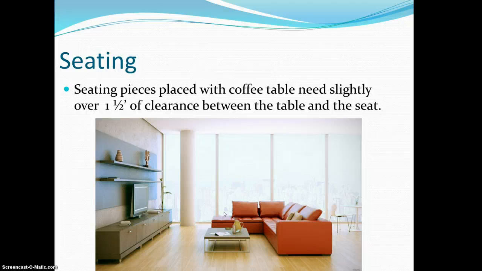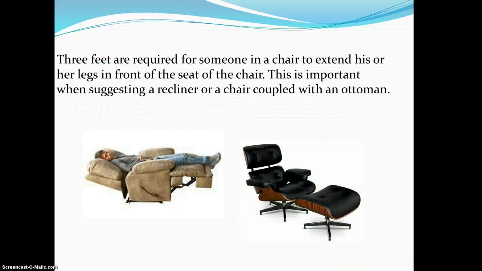Seating. When you're working with a coffee table and you're putting a coffee table in front of a seat, make sure that you have 18 inches between the coffee table and the seat. So if I'm coming in and I'm sitting here, I have space to walk in and sit down. 18 inches is a comfortable reach span to set my drink down on, and then I can walk straight in and sit on the sofa. 18 inches, foot and a half.